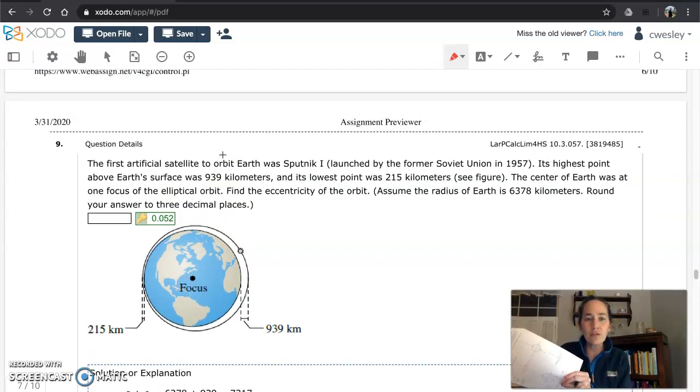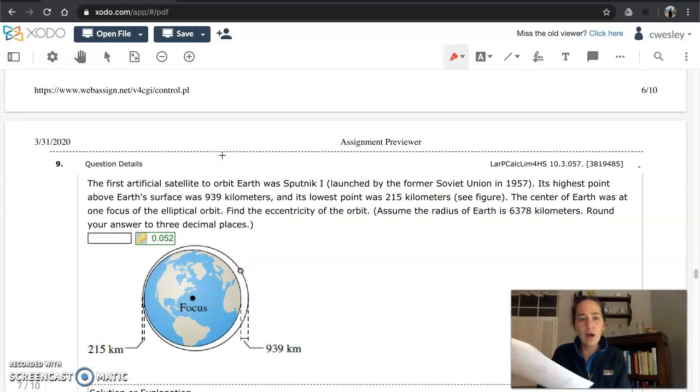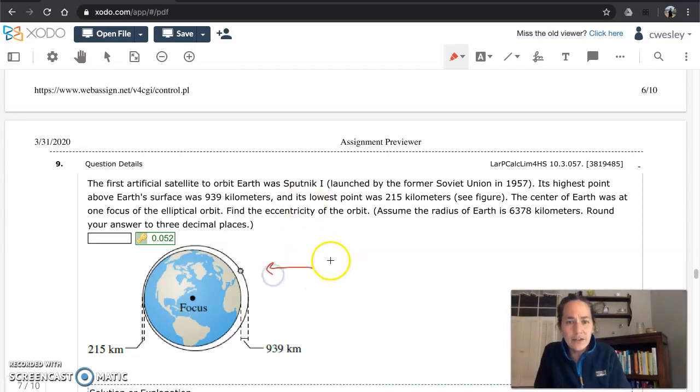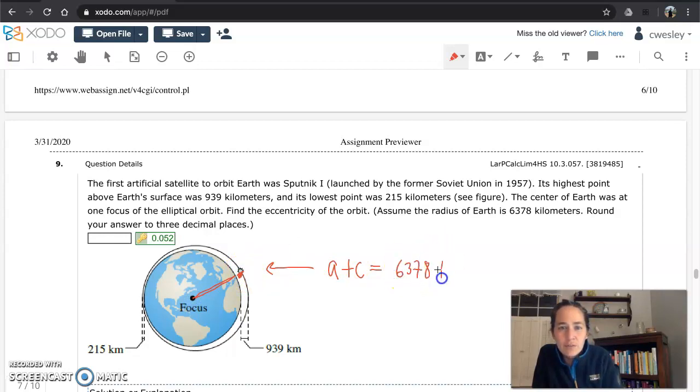Can we use what's given in the problem? In this one, it tells us the furthest away that the satellite could be and then the closest the satellite could be. So the furthest away the satellite could be, the aphelion from the last problem, would be A plus C. A plus C is going to equal the radius of the Earth plus that 939 kilometers in my problem. The radius of the Earth is about 6,378 kilometers plus 939. And you get A plus C equals, in my case, the number 6593. Keep that in mind.